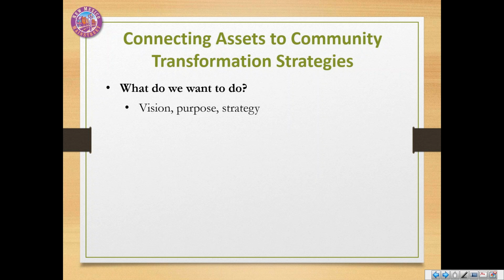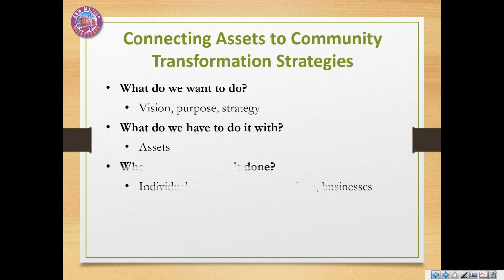So when you're making those connections, you want to ask yourself, what do you want to do? What is the vision that you have for your community? What purpose does this serve? What strategies would you develop? And what do you have to do that with? After you've done your asset map, what assets will you use to create this strategy?